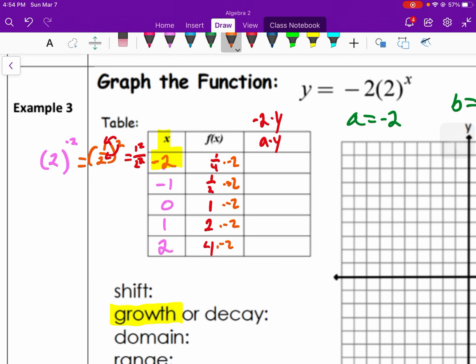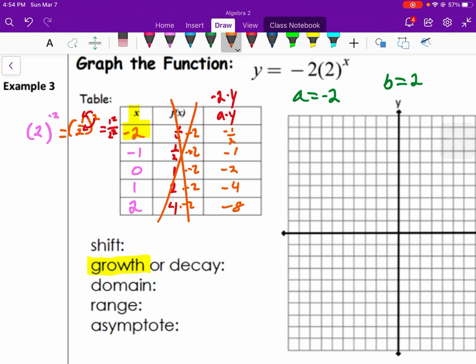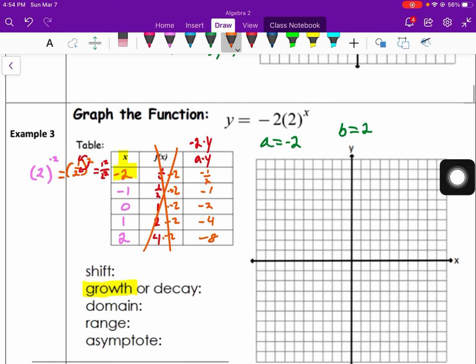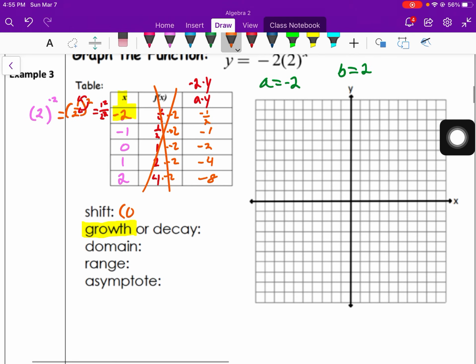times -2. So this would be -1/2. This would be -1, -2, -4, and -8. So it is going to be a reflection across the x-axis and a vertical stretch because a is greater than 1. Our shift, again, there is no h and k. So our shift is going to be 0, 0. We said it's a growth.